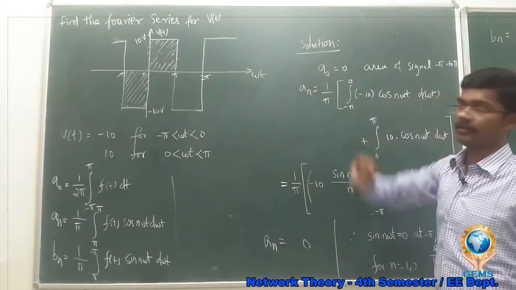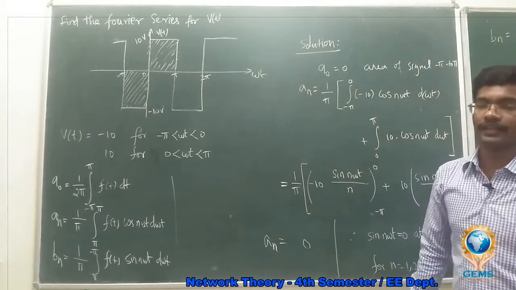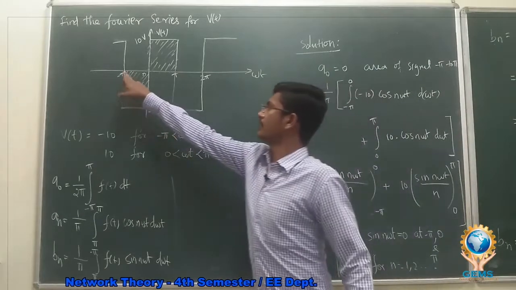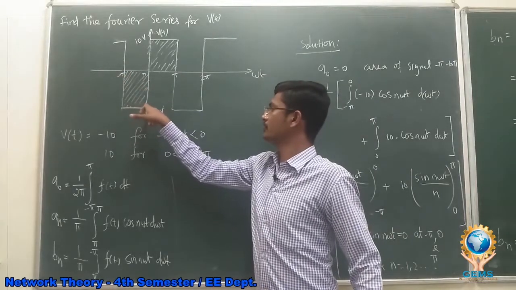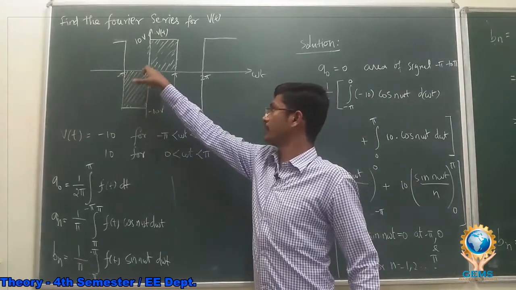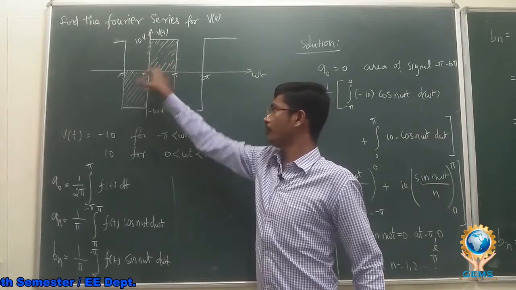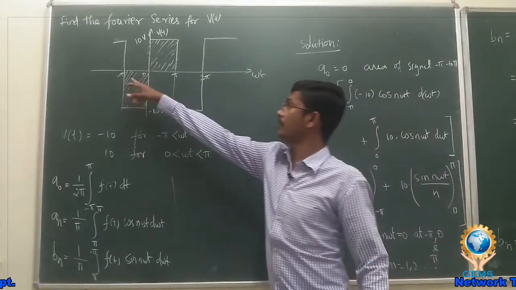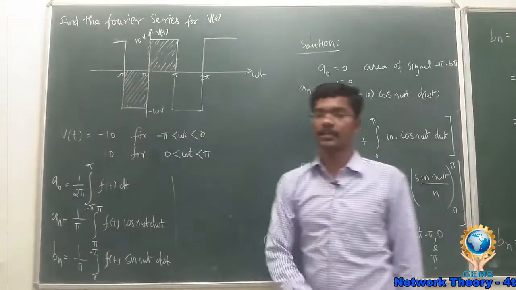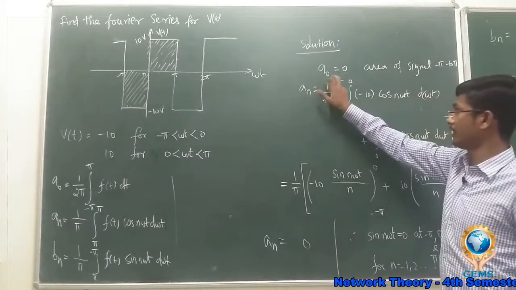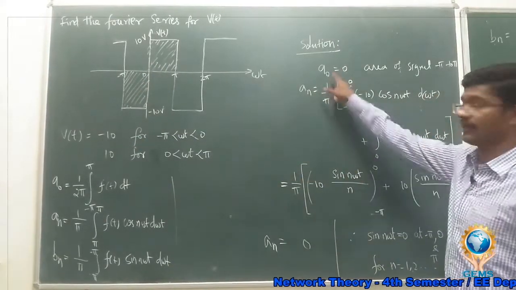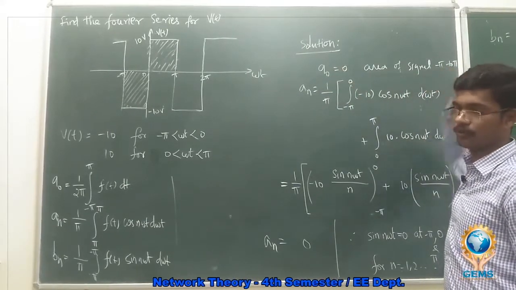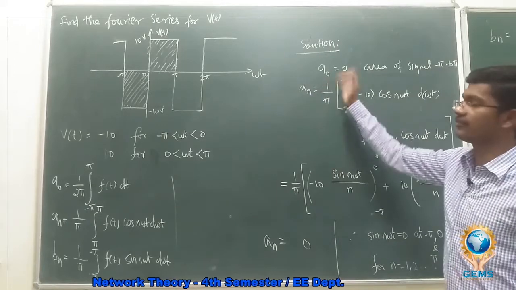For a naught, what we have to do is find the area in one period. See here, minus pi to 0 is minus 10 volts, and from 0 to pi the value is 10. So overall the area from minus pi to pi will be 0. So the a naught value equal to 0. The a naught value is the area of the signal from minus pi to pi, so a naught is 0.